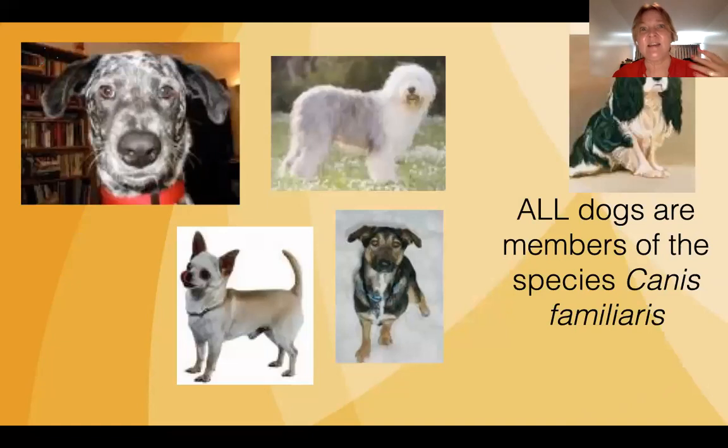Another example is the species Canis familiaris, or the domesticated dog. All of the dogs are the same species. That's why we can interbreed a Labrador with a poodle and get a Labradoodle, or a golden retriever and a poodle and get a goldendoodle. We can interbreed different types of dogs and get new hybrids.